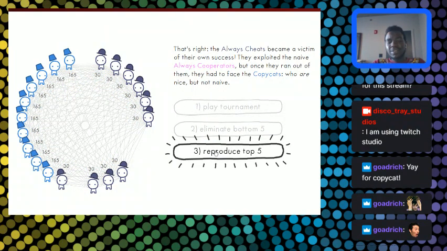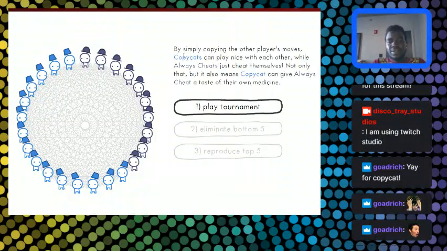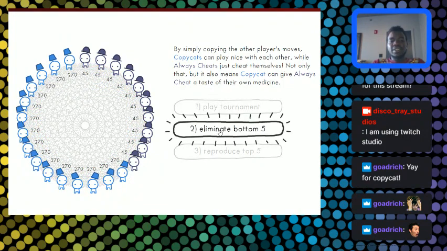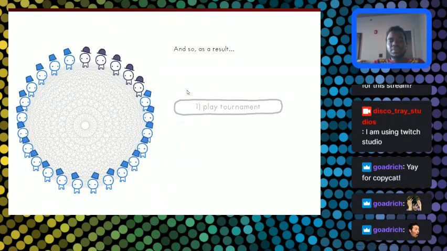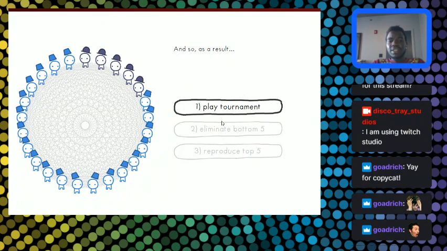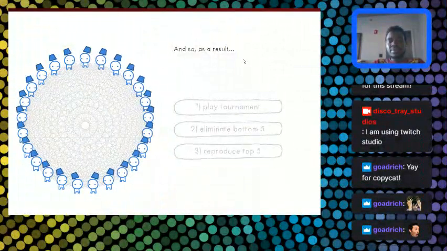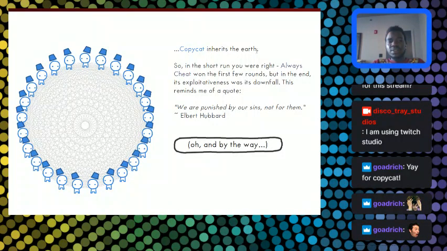That seems a little scary. By simply copying the other player's moves, copycats can play nice with each other, while always cheat just cheat themselves. Not only that, but it also means copycat can give always cheat a taste of their own medicine. Eliminate and reproduce. And so, as a result, copycat inherits the earth.